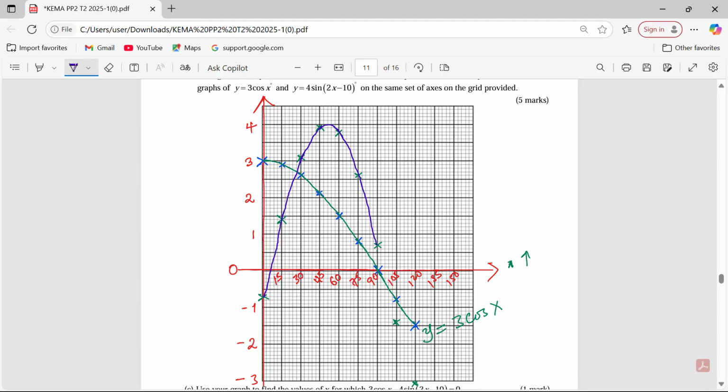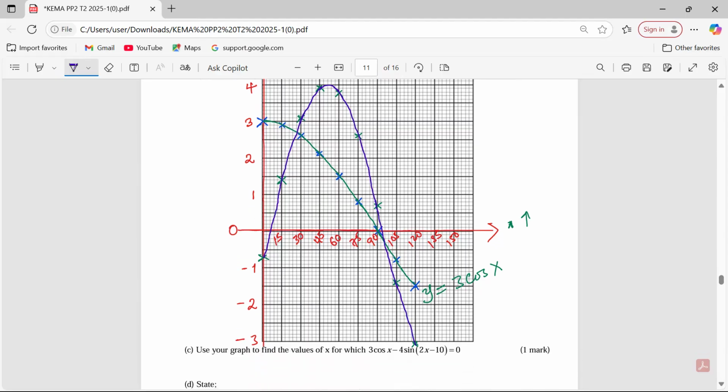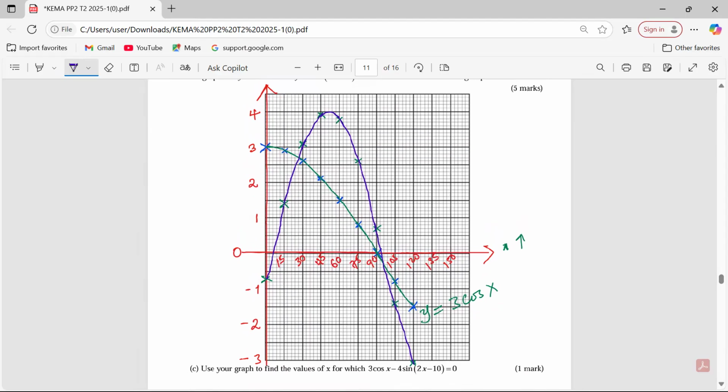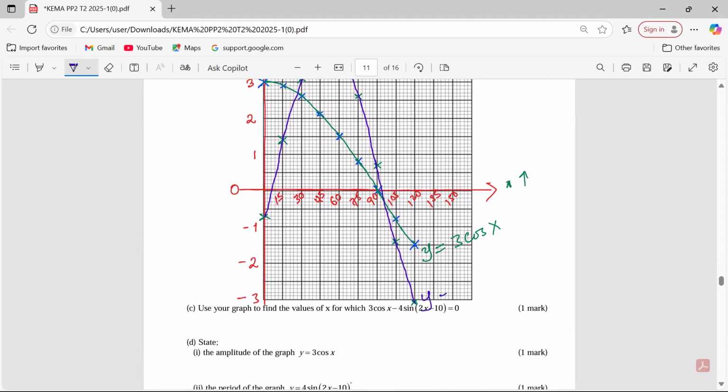Remember, when you have two coordinates at the topmost point, you should then understand that none of them is the turning point. So you turn slightly between them, somewhere between them. This one is y equals 4 sine of 2x minus 10 degrees, that way.